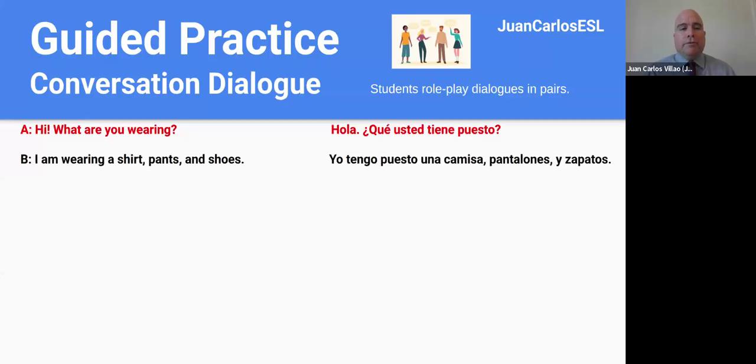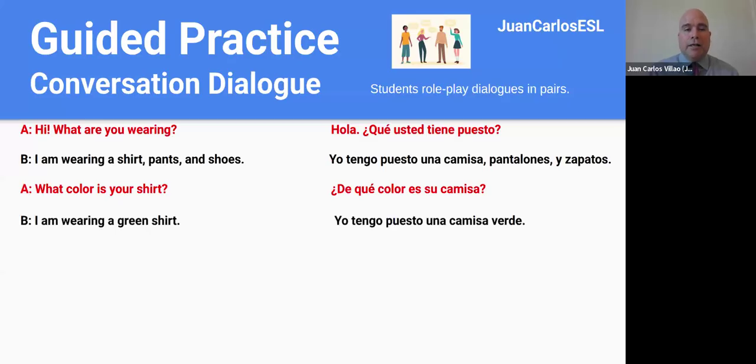Then student B will read, I am wearing a shirt, pants, and shoes. Yo tengo puesto una camisa, pantalones, y zapatos. What color is your shirt? ¿De qué color es su camisa? Then student B will respond, I am wearing a green shirt. Yo tengo puesto una camisa verde.